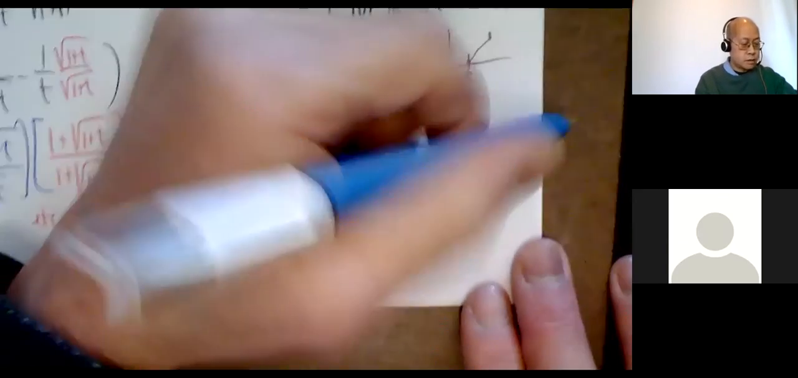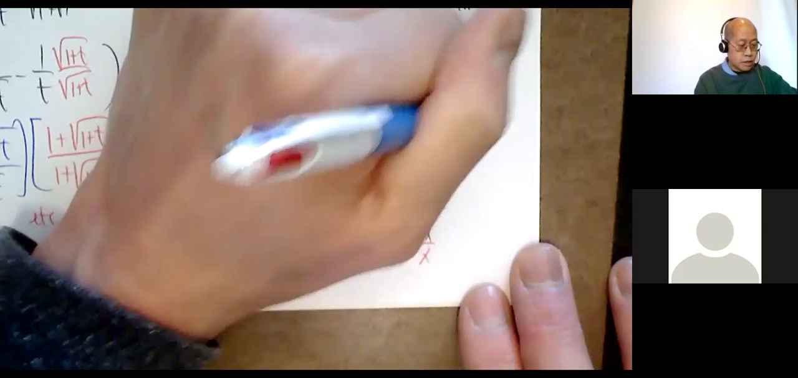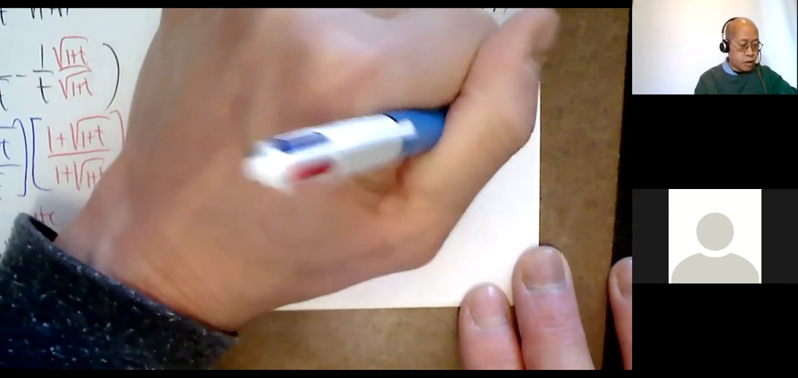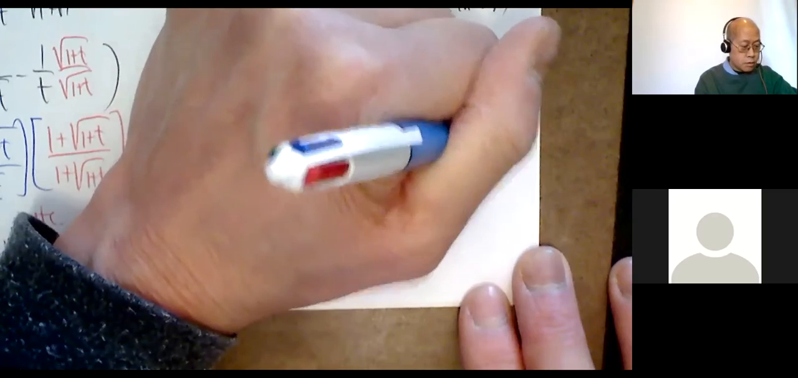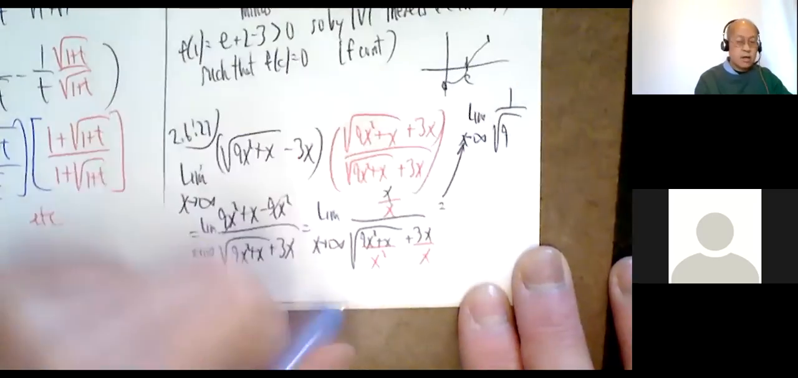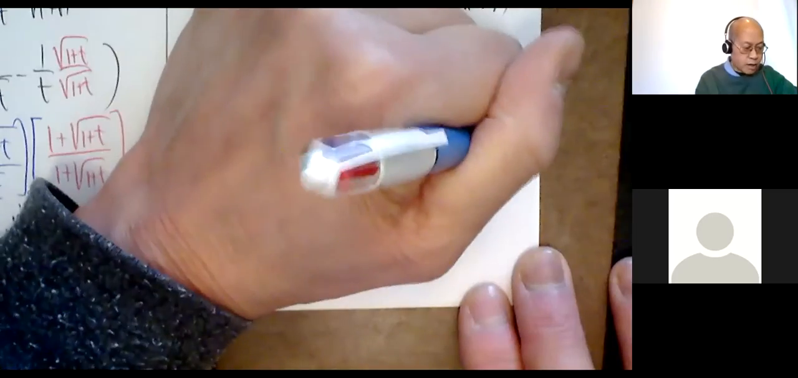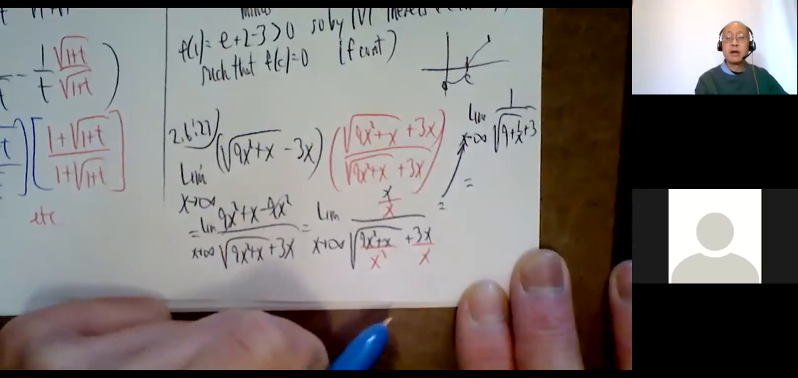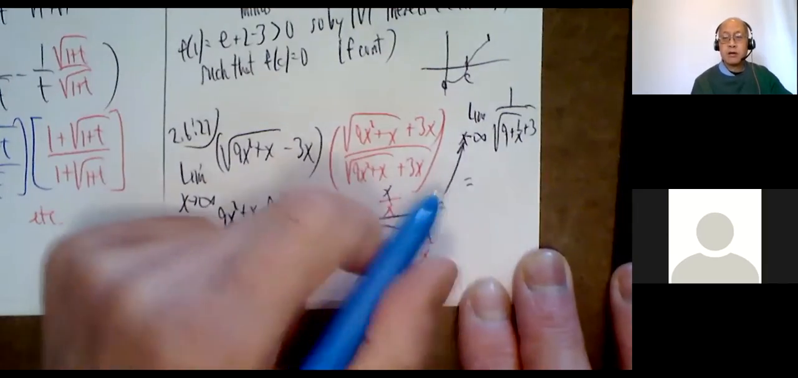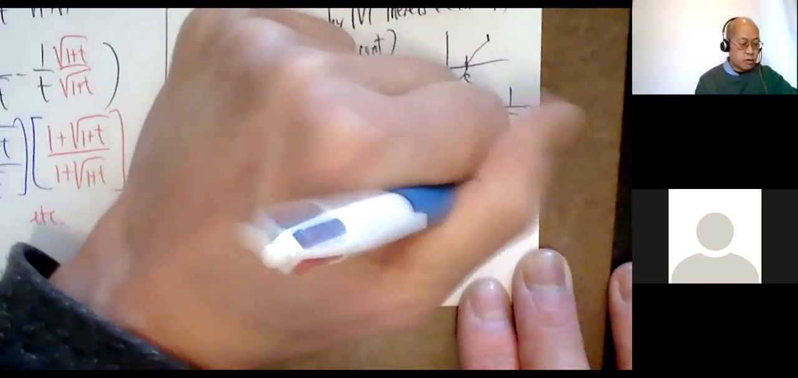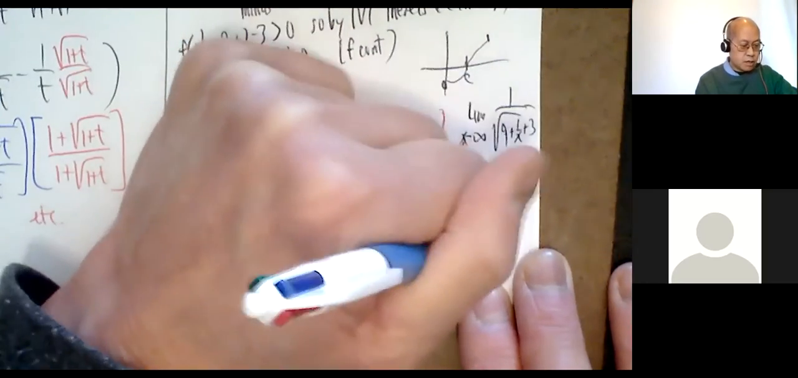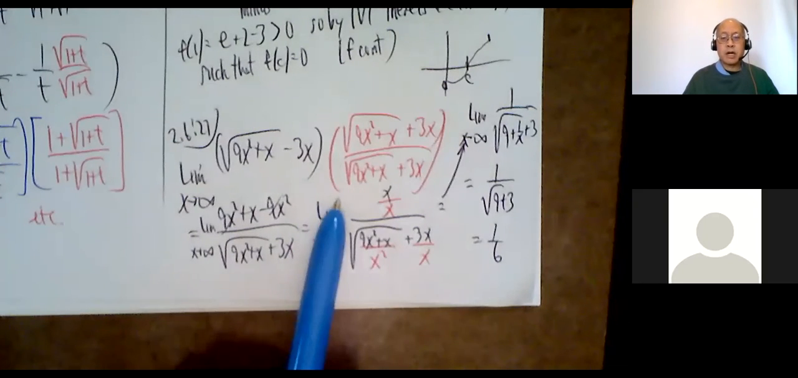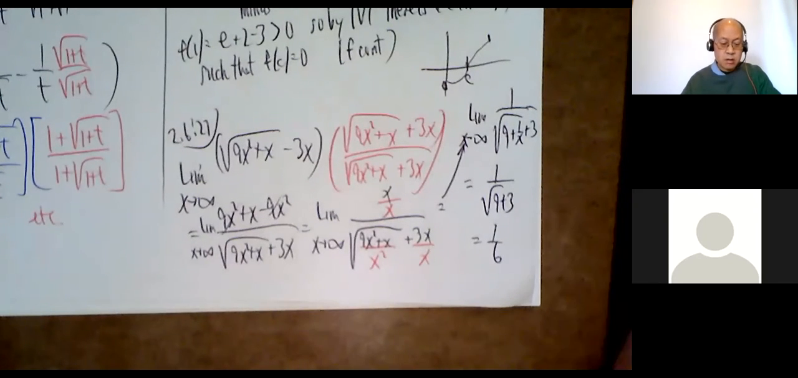So I end up with, running out of space here, limit as x approaches infinity of 1 over radical 9 plus 1 over x, plus 3. Now when x gets big, that's 1 over radical 9 plus 3, which is 1 over 6. Okay, multiply by the conjugate here, multiply by the conjugate here.